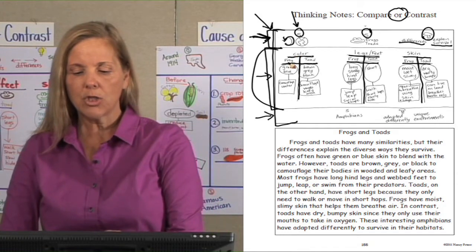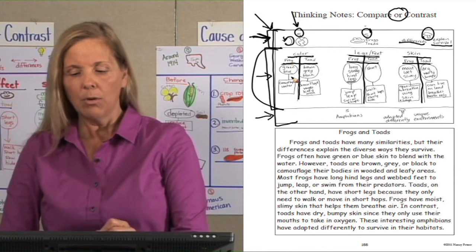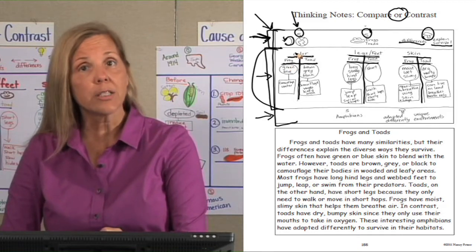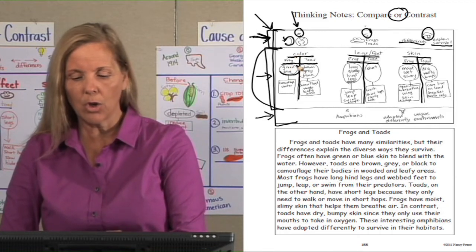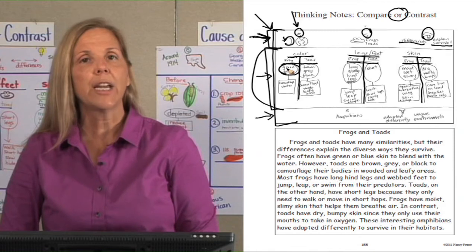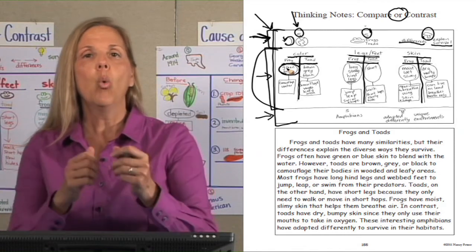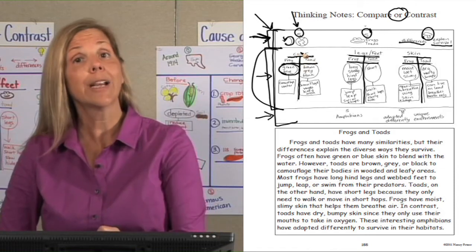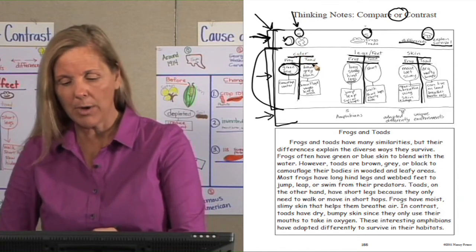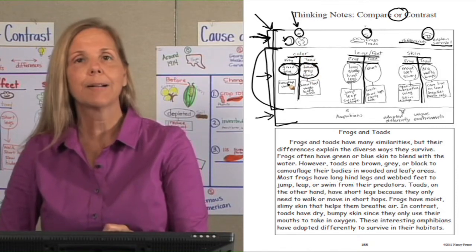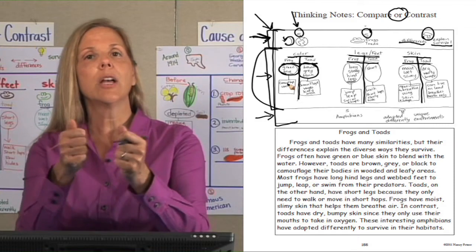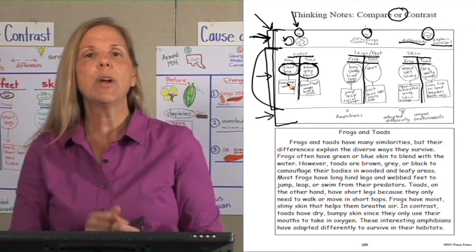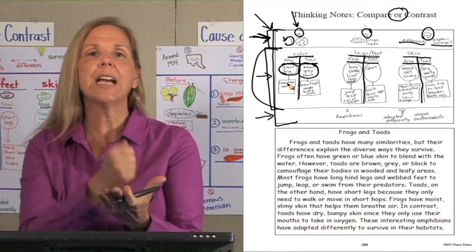And when we contrast using our T-graph, we'll say, frog, what color is a frog? And in our circle, we wrote green and blue. Once we wrote green and blue, then we went to toad. What color is a toad? And then we had brown, gray, black. After we identified those differences, then we have to show the effect.